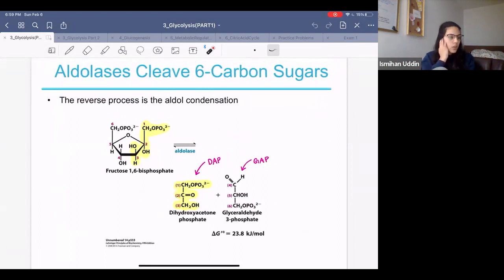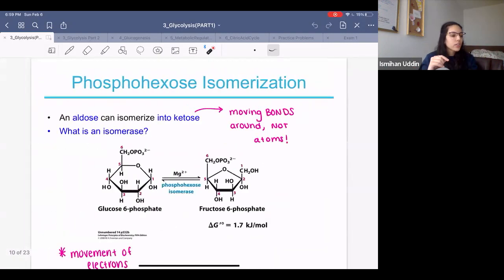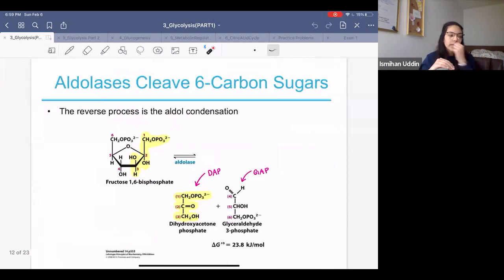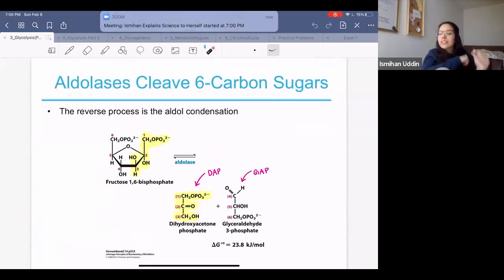Aldolases cleave 6 carbon sugars. So now this part's kind of fun for me. I really like this part, because this is where the numbers start getting tricky, okay? Before, we had an aldolase isomerizing into a ketose. Isomerases move around electrons, but now we have our aldolase cutting the whole thing.